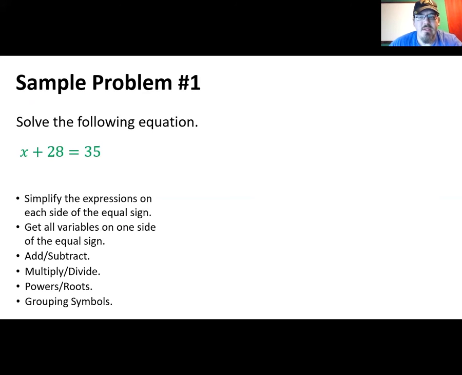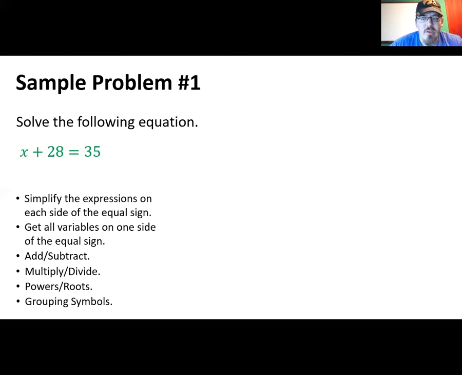Okay, so sample problem number 1. We have a one-step equation that we're going to solve. We want to figure out what x is going to be equal to in this situation. Now, the key thing to remember is, in addition to our three rules that we follow when we're solving an equation, if you have multiple steps in your problem, you always want to follow order of operations, but you do it in reverse, because solving an equation is basically the opposite process of simplifying or evaluating an expression.